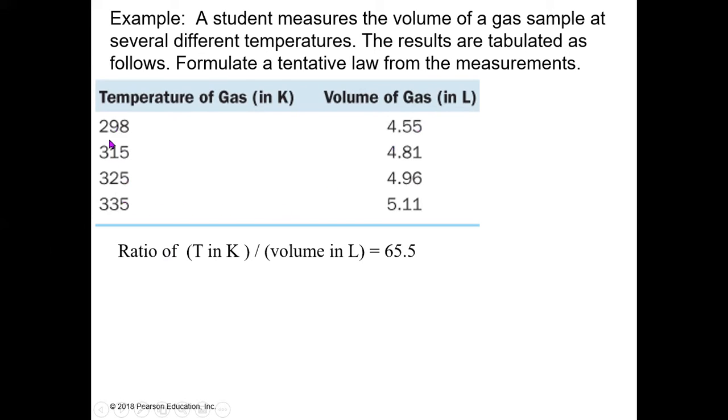Each temperature here has a volume, and if you do the division or the ratio, for example, the first pair is 298 Kelvin and the volume is 4.55 liters. If you take 298 divided by 4.55, you get approximately 65.5. Then you continue to do that and you will get the same number. The second pair is 315 divided by 4.81. Approximately, you also get 65.5.